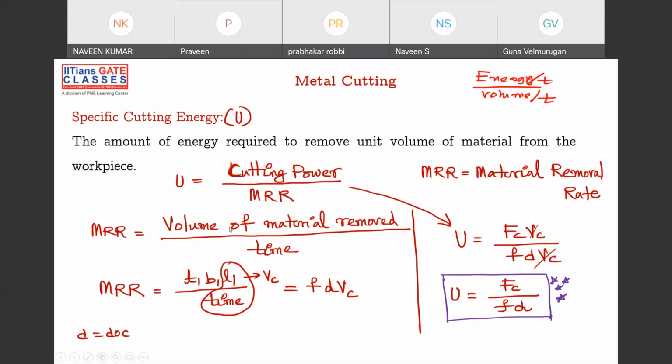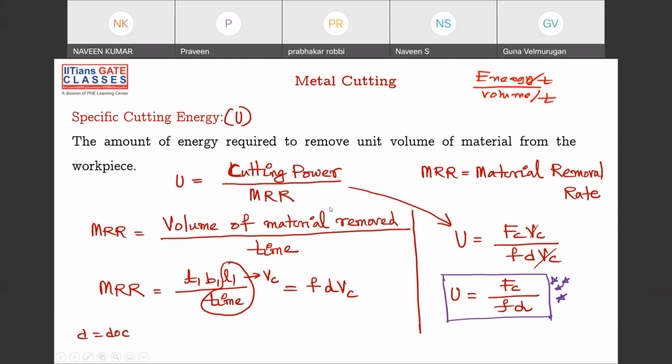Already I told you MRR is volume by time, volume of metal removed by time, and volume of metal removed is nothing but thickness, width into length of the material that is not removed from the workpiece, divided by time. And L1 by T1, we have already seen, is cutting velocity. In machining, especially in lathe and single point cutting tool, I told you the uncut chip thickness is equivalent to feed, and width of chip before cutting is equivalent to depth of cut. So that's the reason why uncut chip thickness I have written as F, width as D, L1 by T1 as cutting velocity. So it has become like this: T1 into V1, that is F D VC.